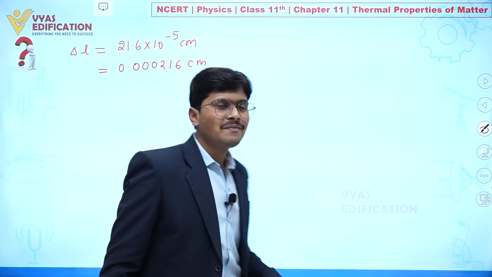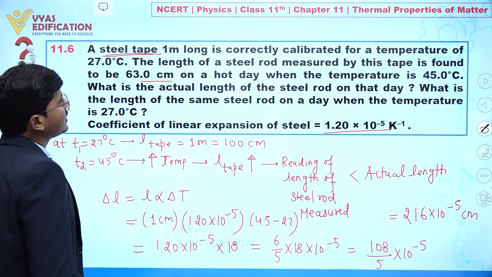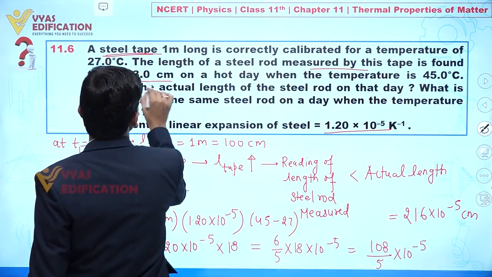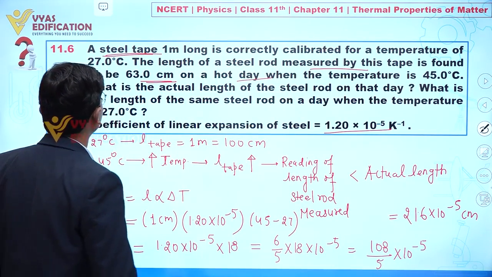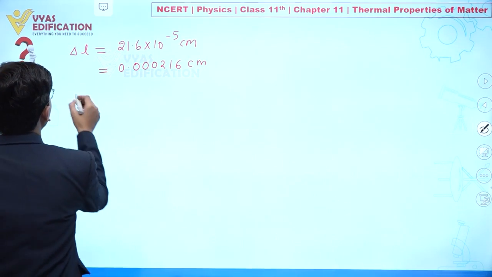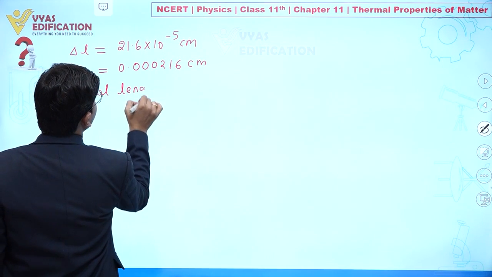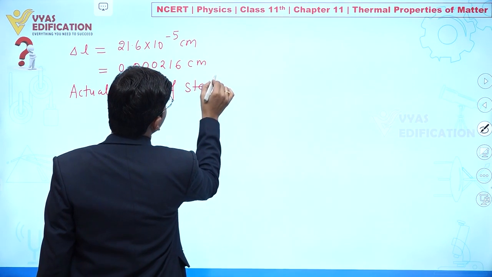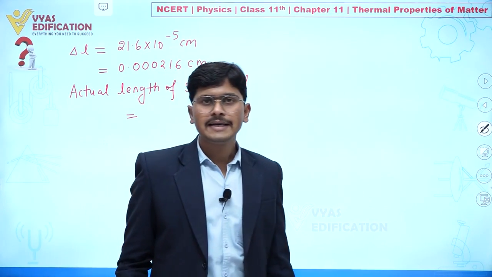Now can I find what is actual length? Okay, first read this question. Here it is given, the length of steel rod measured by this tape is found to be 63 centimeter on a hot day, when the temperature is 45. What is the actual length of steel rod? Clear? So we can find now actual length of steel rod.